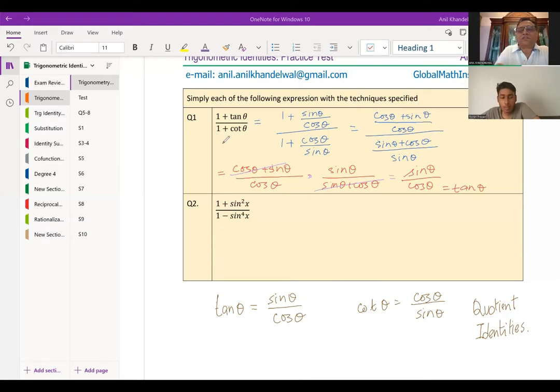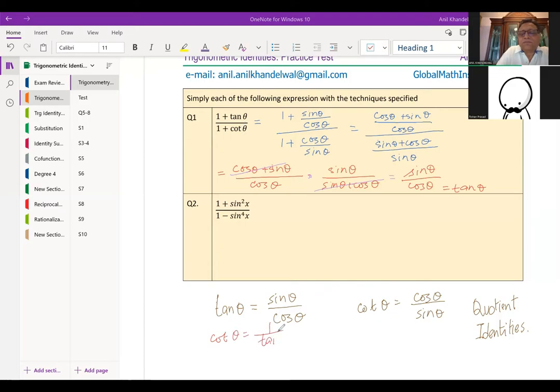So this was our first strategy: to write tan and cot using quotient identities as sine and cosine ratios, correct? Yes, sir. Now let me use a second strategy to do the same thing. Cot theta is 1 over tan theta, correct? So I'll use method 2 now.